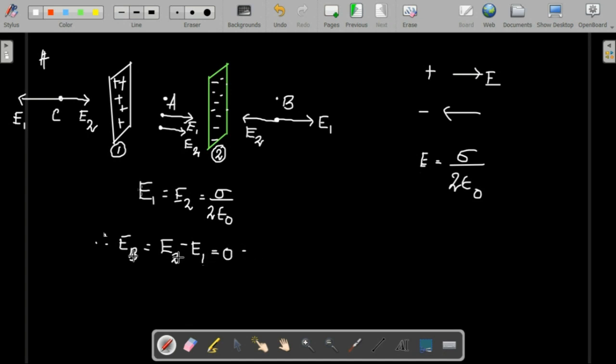The same is the case for the electric field at C. But when we consider the electric field at A, E1 and E2 are in the same direction. So I can write it as E1 plus E2. So this would be 2 times sigma by 2 epsilon naught, which is sigma by epsilon naught. So if we have one plate, positive or negative, the field is this. If we have two plates and we want to find the field in between them, the answer would be sigma by epsilon naught.